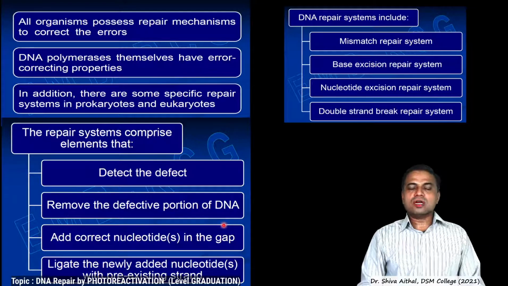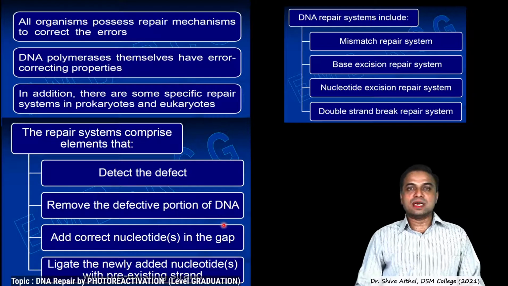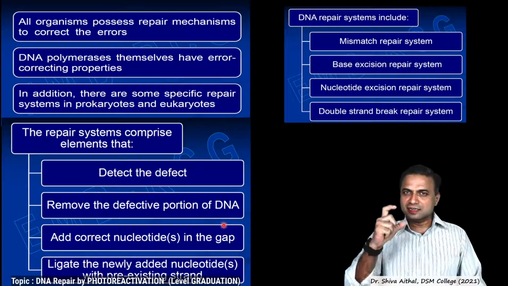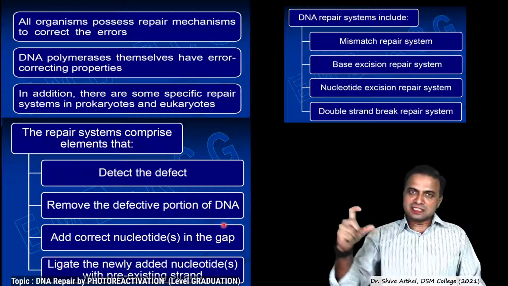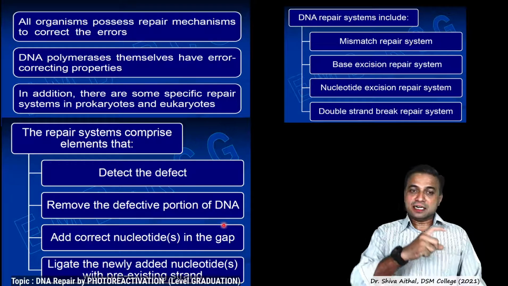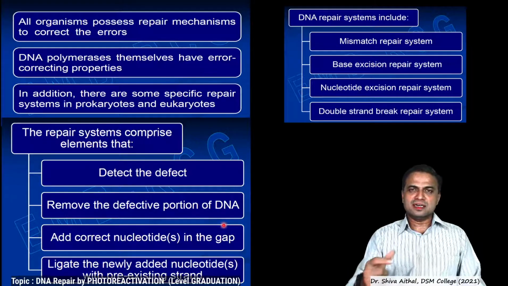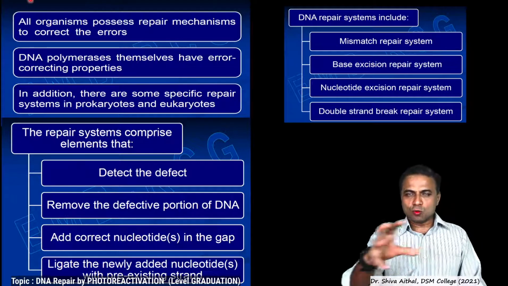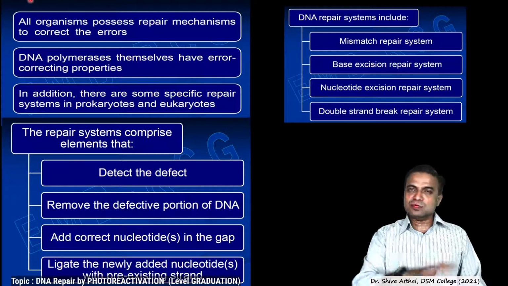So all organisms possess repair mechanisms to correct the errors. DNA polymerases themselves have an error-correcting property. In addition, there are some specific repair systems in prokaryotes and eukaryotes. The repair system in these cells is made up of a system where it detects the defect, enzymatically; a detection mechanism is there. It removes the defective portion of the DNA. This is the modus operandi of the repair system in all the cells.